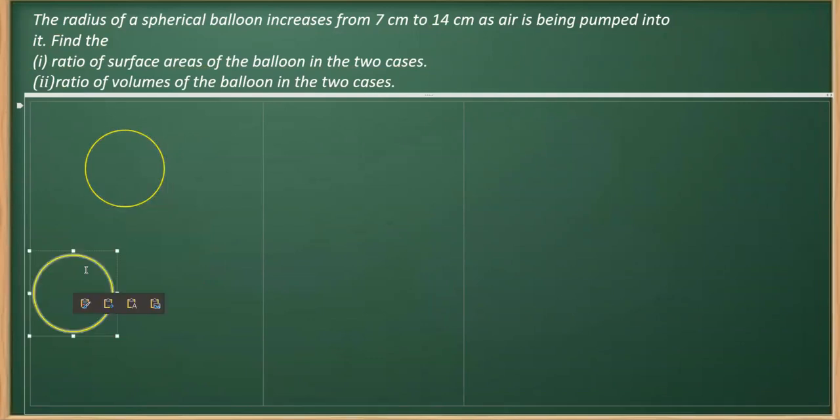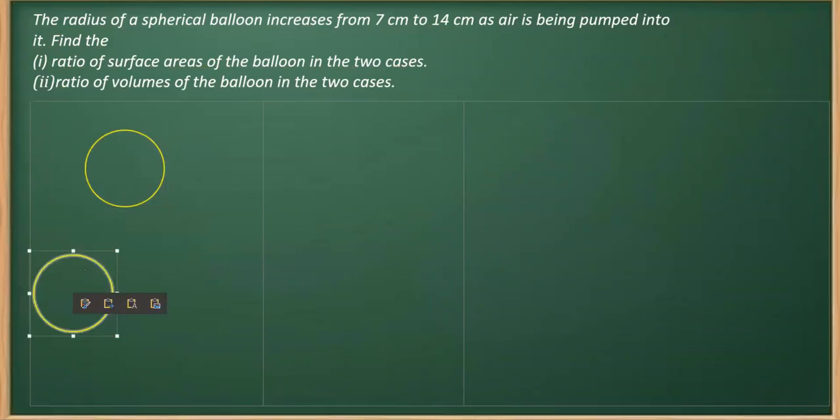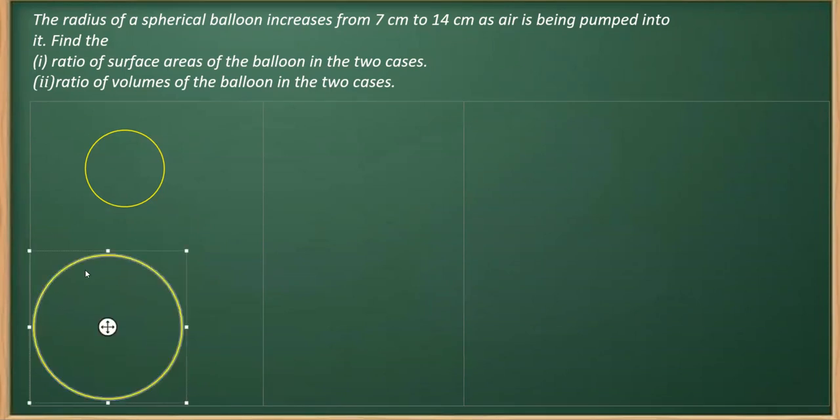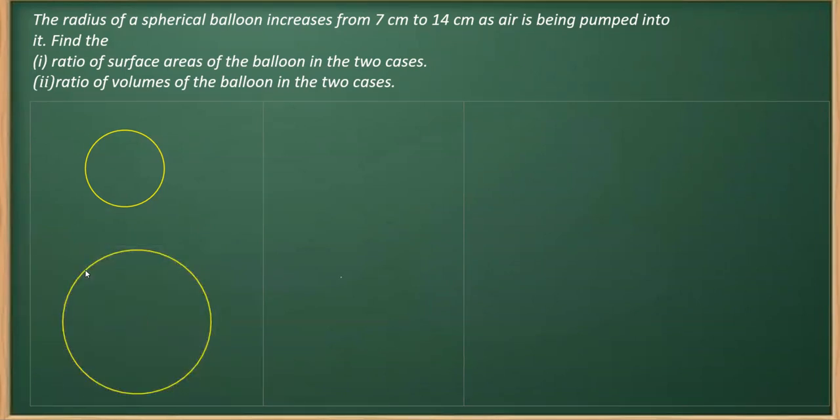Now, in the next case, what is happening? Its radius is increasing, and now its radius is 14 centimeter. So the initial radius, that in the first case, that is the radius here, is given small r as 7 centimeter. And in the next case, the radius, which I'm using capital R, is 14 centimeter. So in the first part, we have to find the ratio of their surface area.